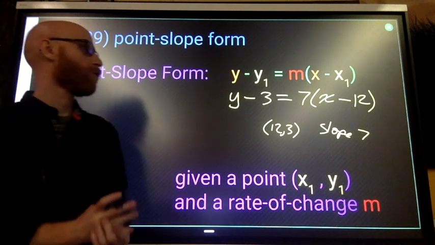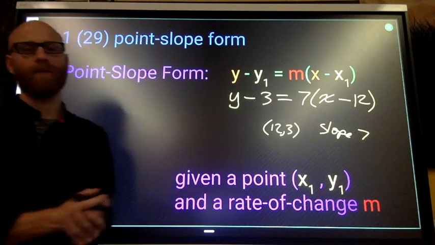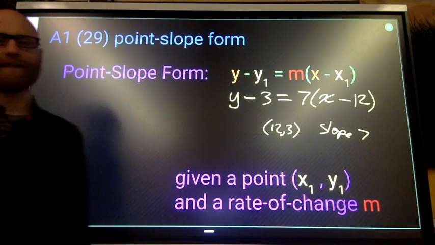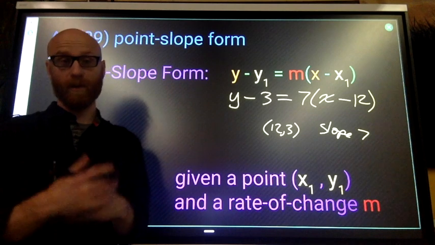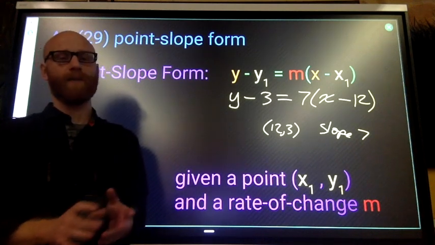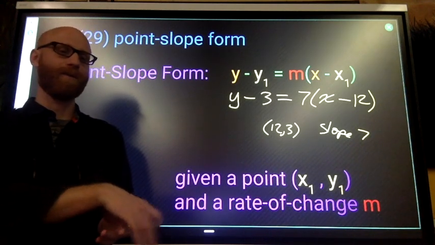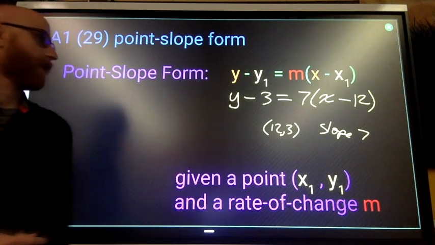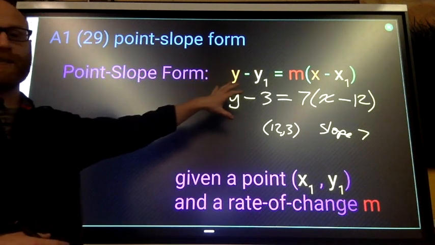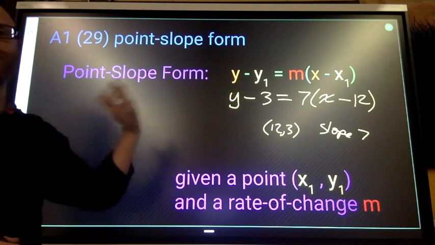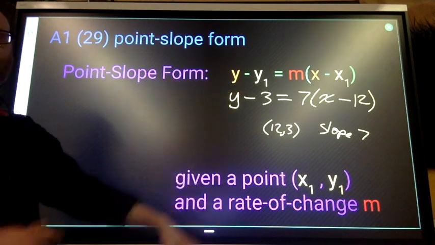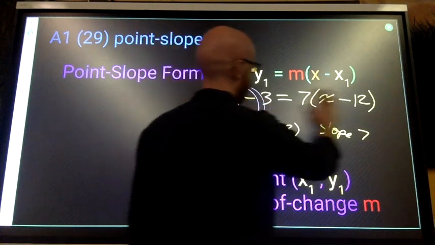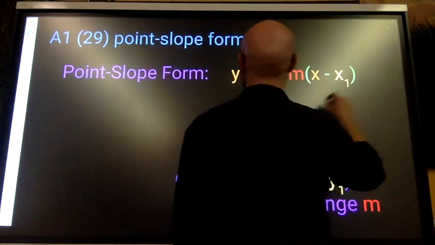Alright, so two things you're going to want to be able to do with point slope form. Number one, all of those contexts, all of those situations that we were able to find slope in, we should now be able to write an equation for in this format. The other thing is, given an equation in this format, we should be able to use that to make tables and graphs. Alright, so let's start with the first objective.